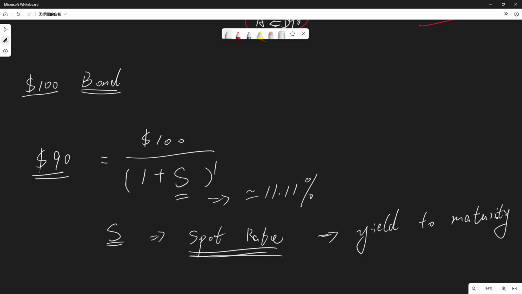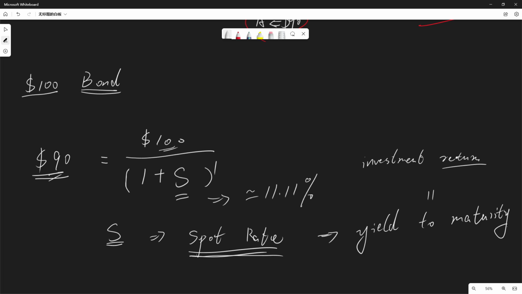Because you only pay $90 for that bond, but you receive $100. So you can also treat the yield to maturity as an investment return, or sort of a rate of return.